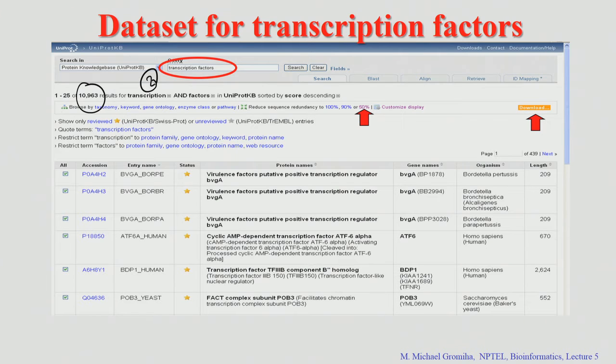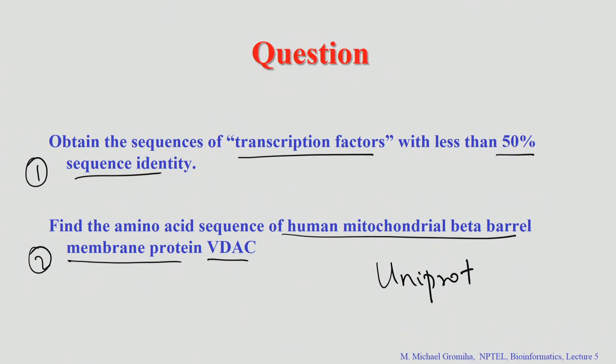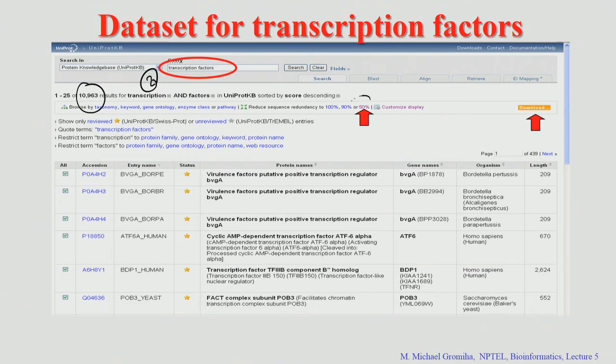So, now what is the question? We need the transcription factors with less than 50% sequence identity. So, what to do with this? We have to choose the 50%, and if you click, you will get the data. To download the data, there is an option called download here. Click to download, and what will happen?